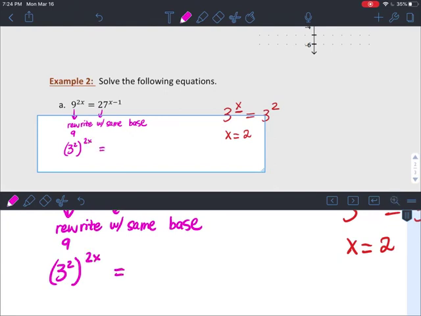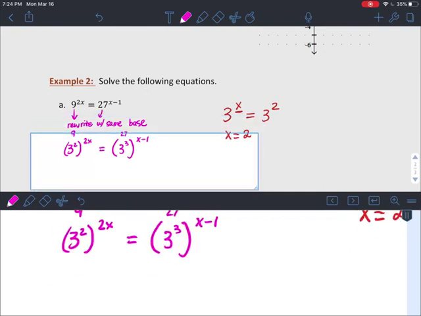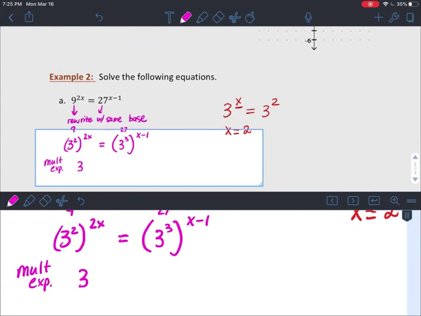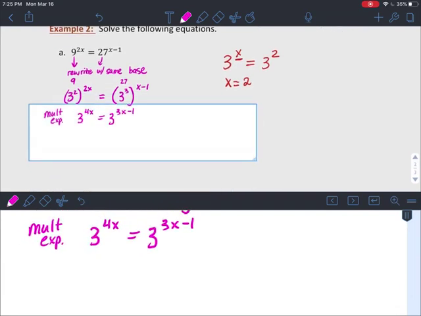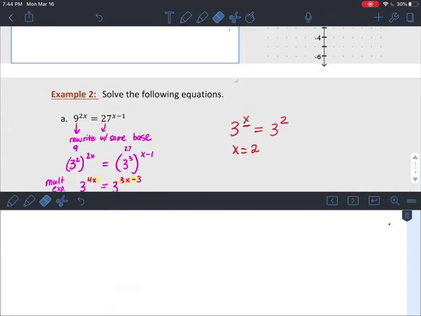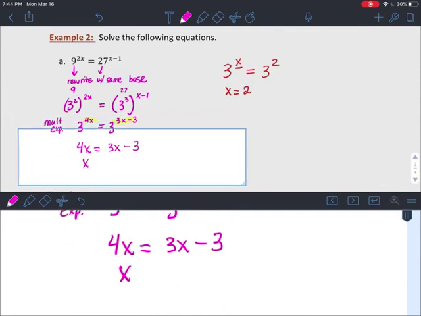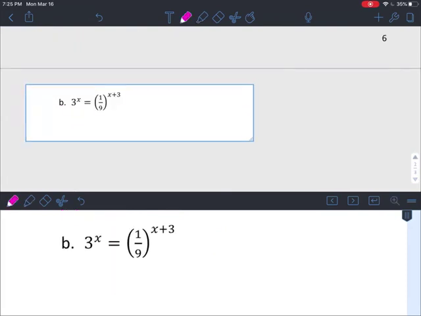Has to be the same as what you started with. We just wrote it in a different way. Also, 27 is still equal to 3 to the third. I just wrote it as 3 to the third instead. So they both have a base of 3 now. If I use my exponent properties and multiply those exponents together, I could rewrite it as 3 to the 4x equals 3 to the 3x minus 3 power. And then since your bases match, to make sure that both sides of the equation are equal, we just have to ensure your exponents are equal. So set 4x equal to 3x minus 3, see what x value makes that happen, and it's negative 3.